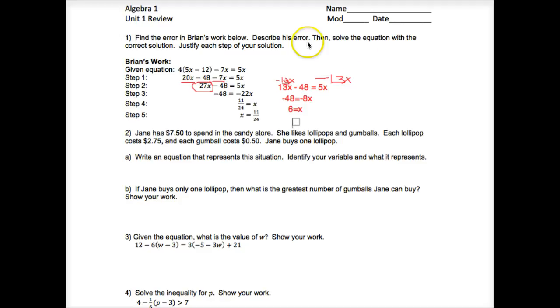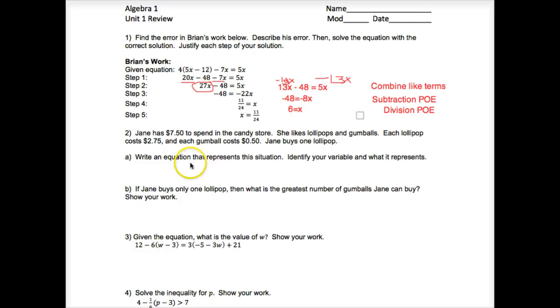Now, it does say that you have to justify each step. So this step over here where we made it the 13x, that justification is just combine like terms. That's all we did there. In the next step, when we subtracted the 13x, that would be subtraction property of equality. And then finally, we used division property of equality when we divided both sides by negative 8.